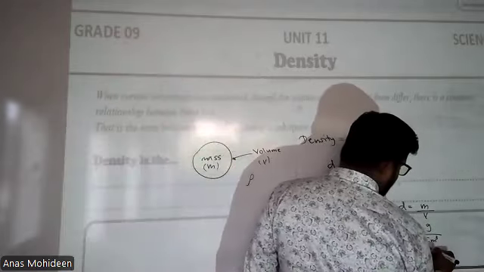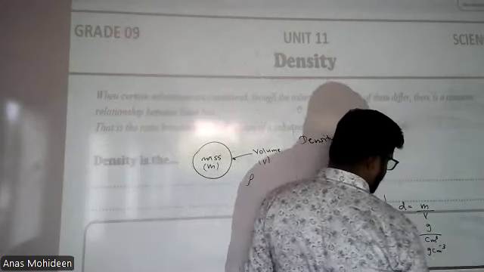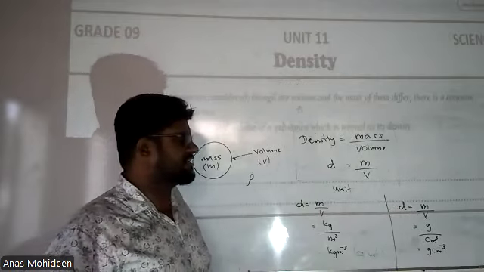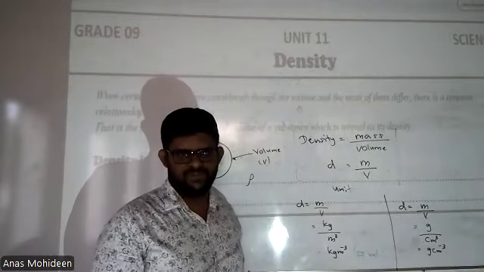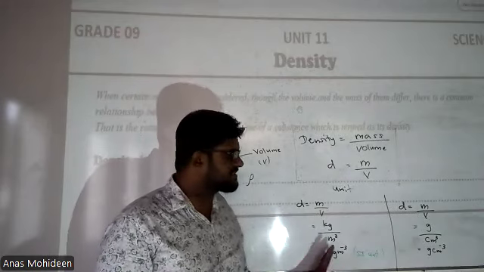So you see here, grams, cubic centimeter, it becomes per cubic centimeter. Per cubic centimeter, so g/cm³. So this is how the units are taken. But remember, this is the standard unit.